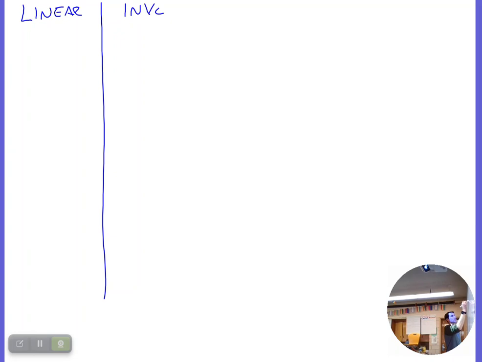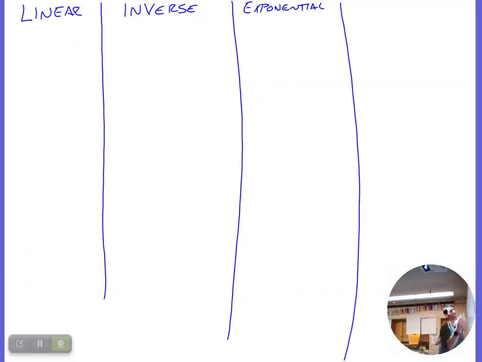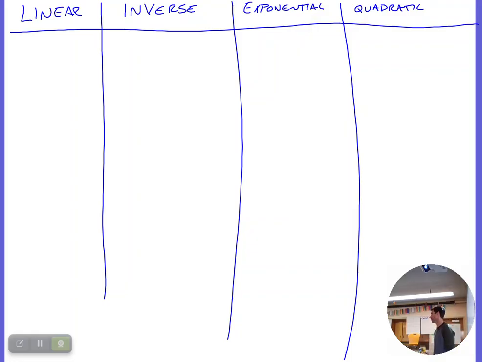So, the four types of relationships we've talked about. We have linear. We have inverse. We have exponential. If I spell something wrong, I'm sorry, but I don't care. And quadratic. All right, so these are the four types of relationships we've studied.